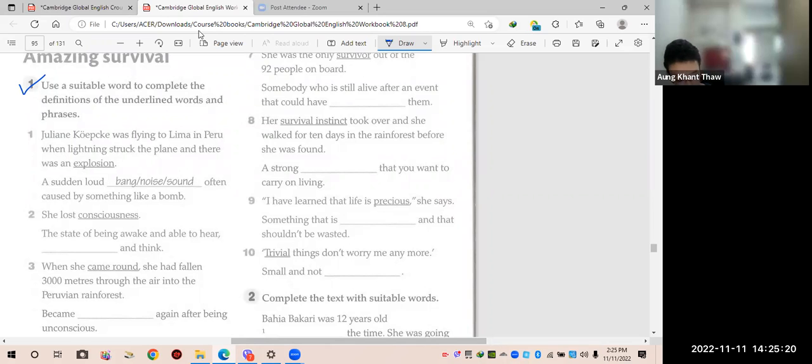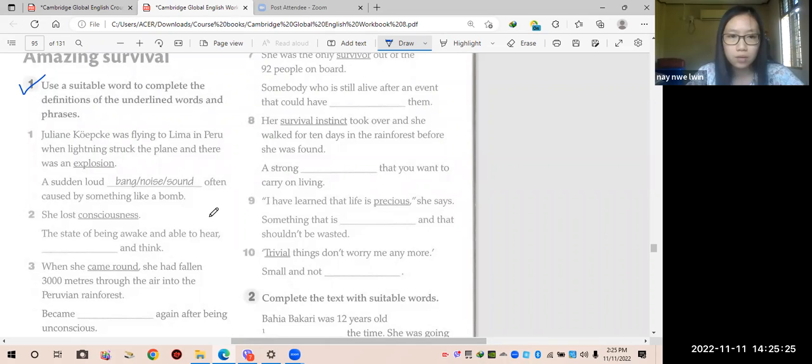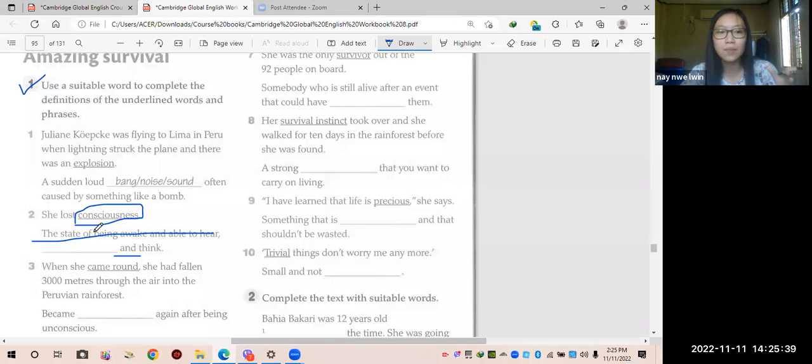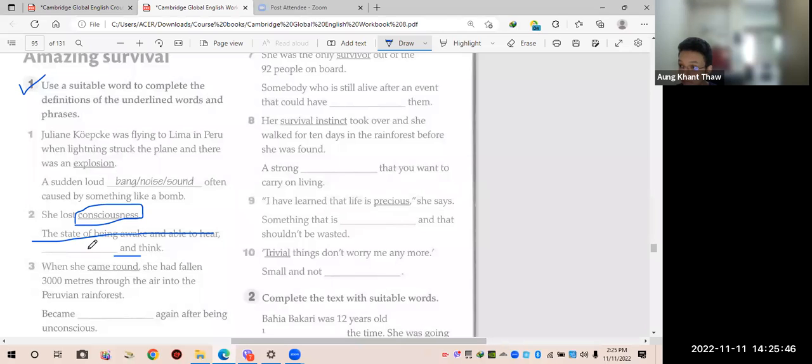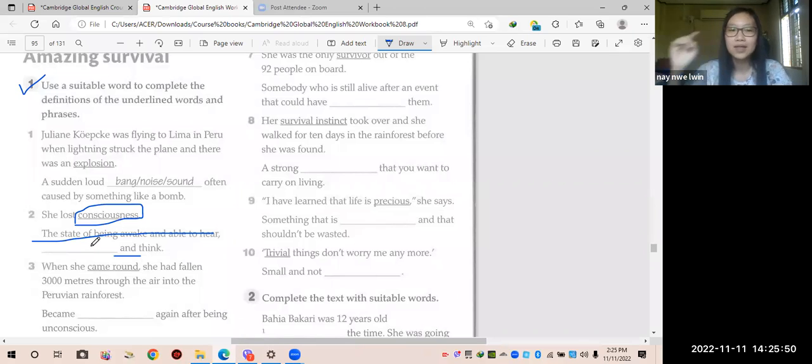Teacher, does the word come around have two meanings? Yeah, it can have more than one possible answer for each of the blanks. So that is the word and that is the definition of that word. For example, she lost consciousness. The meaning of consciousness is the state of being awake and able to hear, blank, and think. So what would be the word for this blank? See, of course, right? Able to hear, see, and think. So that is consciousness, right?